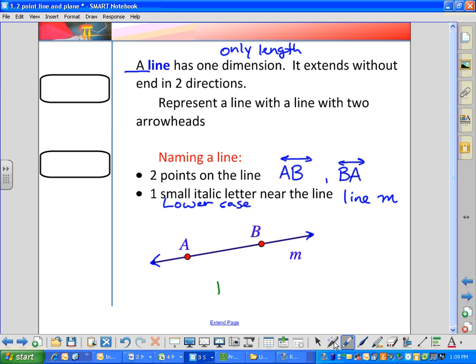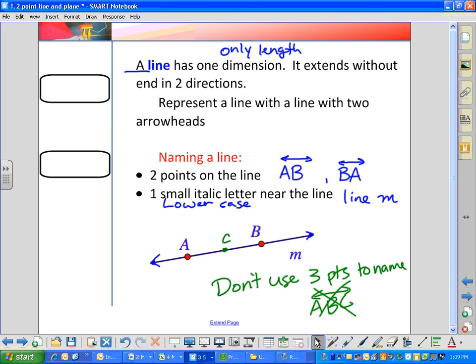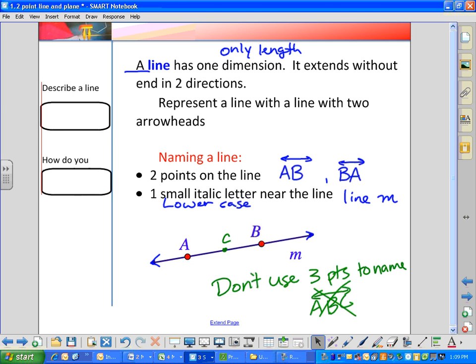One thing that we don't ever do is use 3 points to name a line. So don't ever do this. Like let's say there was a C there. We would not call this line ABC or ACB or anything like that. It's only just 2 points on the line. So think about your level 1 questions and then maybe develop them a little bit further. One might be describe a line. One might be how do you name a line?